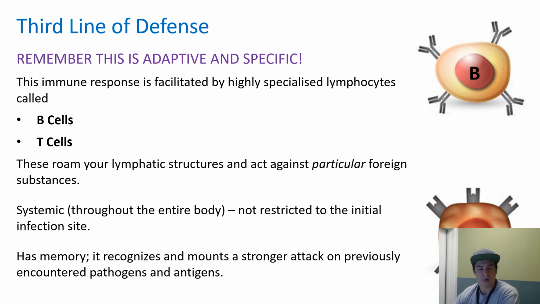It has memory, so it recognizes and mounts a stronger attack on previously encountered pathogens and antigens. So anything that's happened in the past that's been bad, it can recognize these, remember how it worked best to fight off this invader, and mount a stronger attack next time. Chickenpox is a good example.